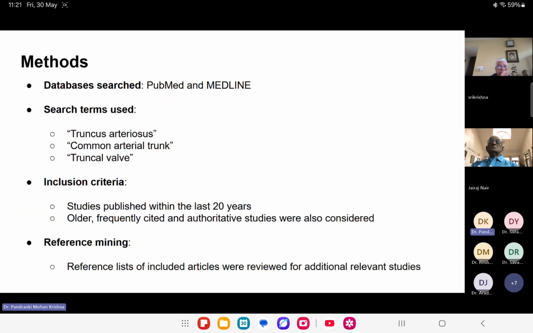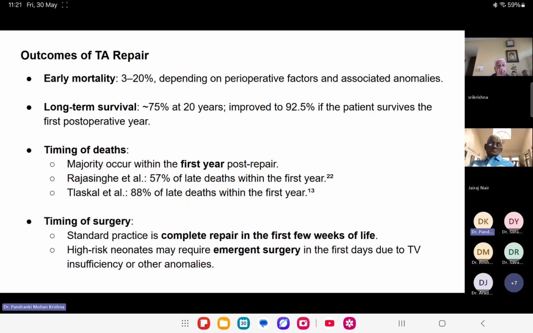The methods were database searches with appropriate search terms. Inclusion criteria was the last 20 years, and frequently cited older studies were also included. After reviewing all the articles, they came to the outcomes: early mortality is 3 to 20%, depending on perioperative factors and associated anomalies. Long-term survival is 75% at 20 years and improves to 92.5% if the patient survives the first postoperative period. That means the first postoperative period is crucial, where the patients have higher mortality.